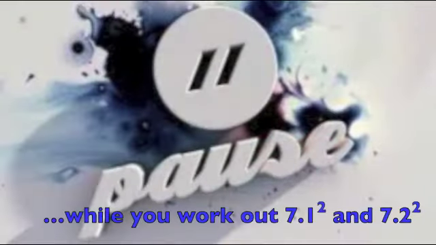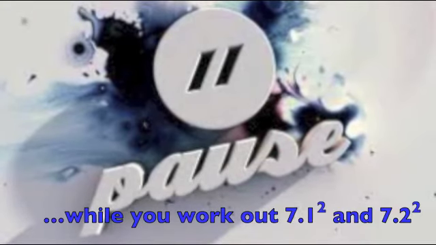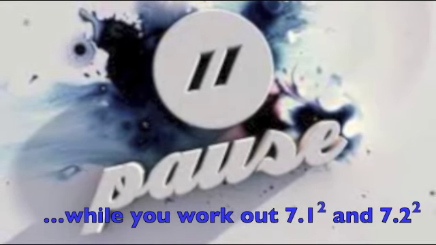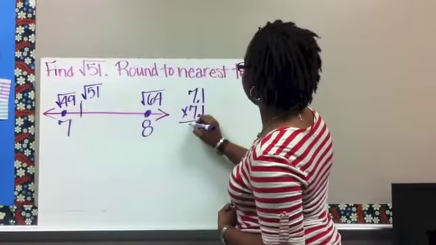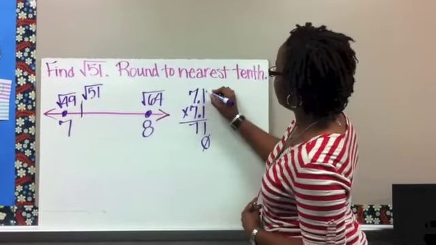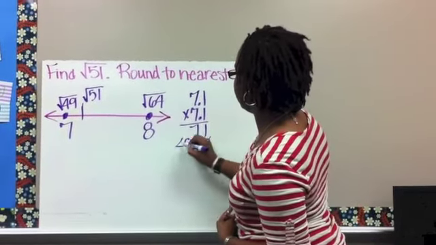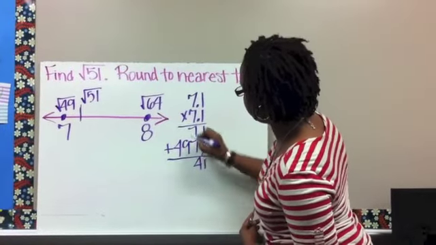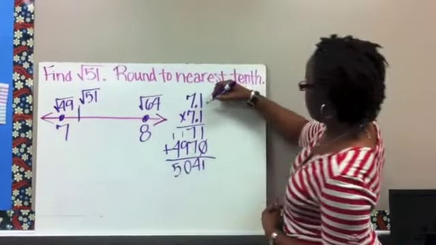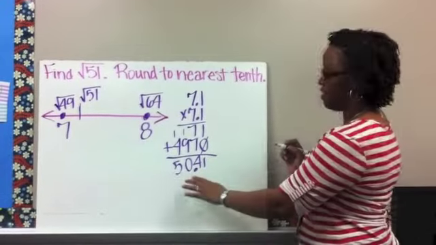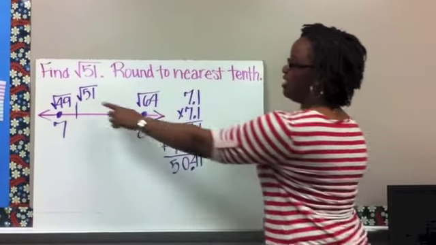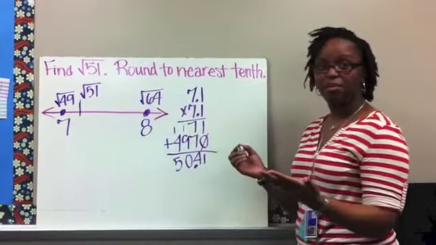1 times 1 is 1, 1 times 7 is 7. I'm going to hold the place there with the 0. 7 times 1 is 7. 7 times 7 is 49. Add that all up. 1, 14, 10, 5. I have 2 numbers behind the decimal in the problem, 2 numbers behind the decimal in the answer. I got 50 and 41/100ths. That's kind of close to 51, but I might be able to get a little closer.